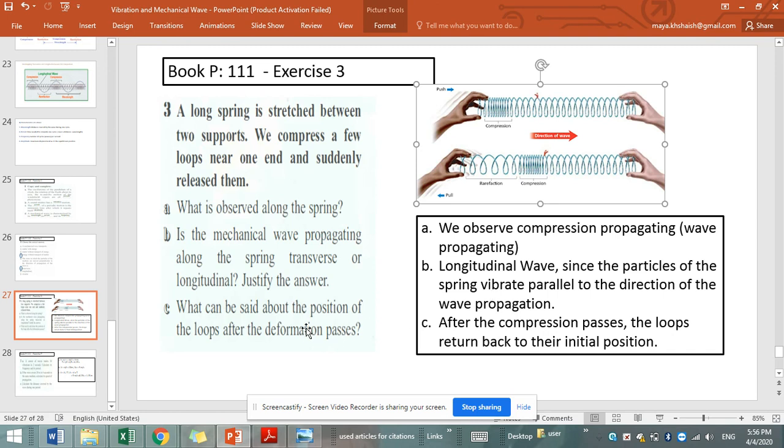What can be said about the position of the loops after the deformation passes? After the compression passes, the loops return back to their initial position. We don't find that the point that was here became here; it returns to its place.